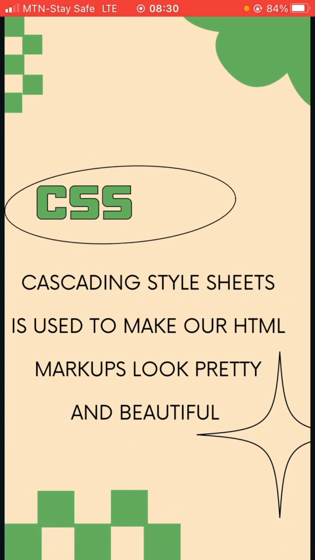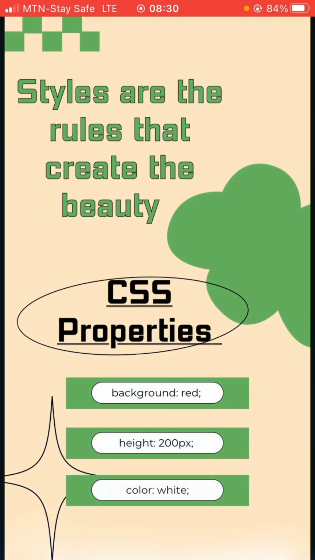What is CSS? The full meaning of CSS is cascading style sheets, and CSS is used to make our HTML markups look pretty and beautiful. What are the styles that I keep talking about? Styles are the rules that create the beauty.